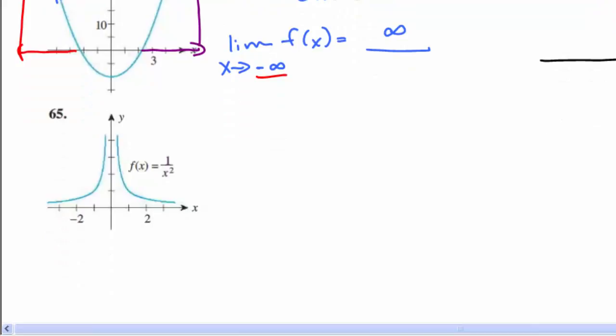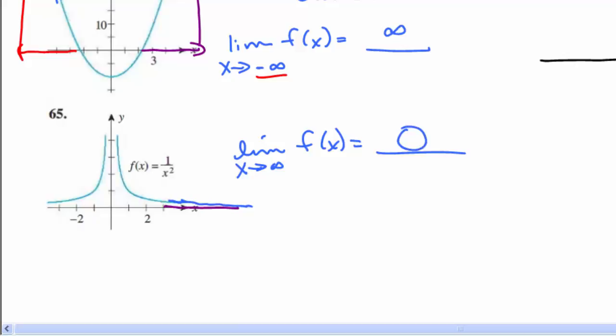Alright, let's look at number 65. Same thing. The limit as x approaches positive infinity. Alright, so as x is going way out here, what is y doing? Well, this graph is getting smaller and smaller and smaller. In fact, it's getting so small, we would say the limit is 0. In fact, if you plug in some numbers, 1 over x squared, let x be 10, 100, 1,000, you're going to see that fraction is getting smaller and smaller.